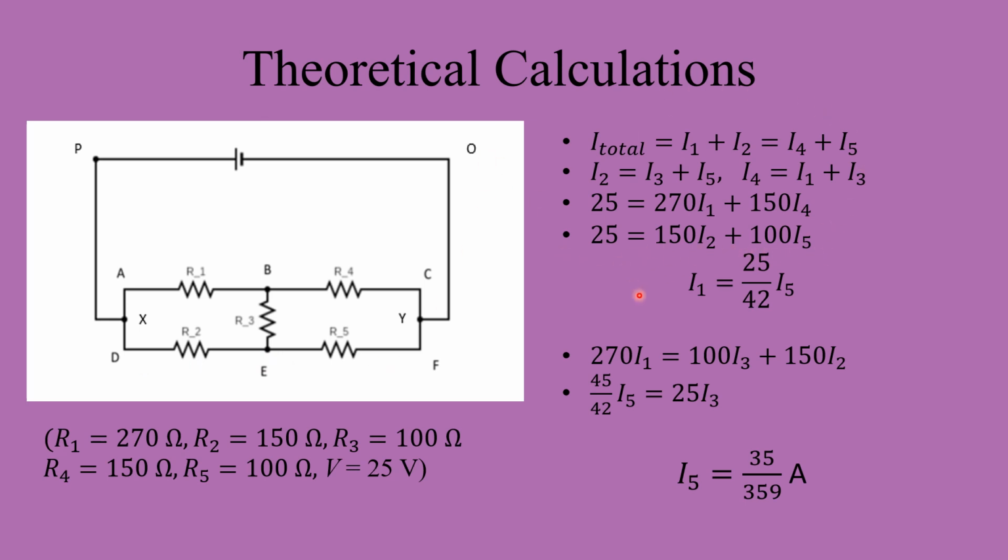By using these equations, we can get a simple equation like this. And another loop we can use loop rule on is A, B, E, D, A. And this is the equation. So by merging this information with this equation, we can get another simple equation like this. And by using this simple equation above here, we can get the value for I5. And when we get I5, we can get all the other ones. And I'm not going to do them here.